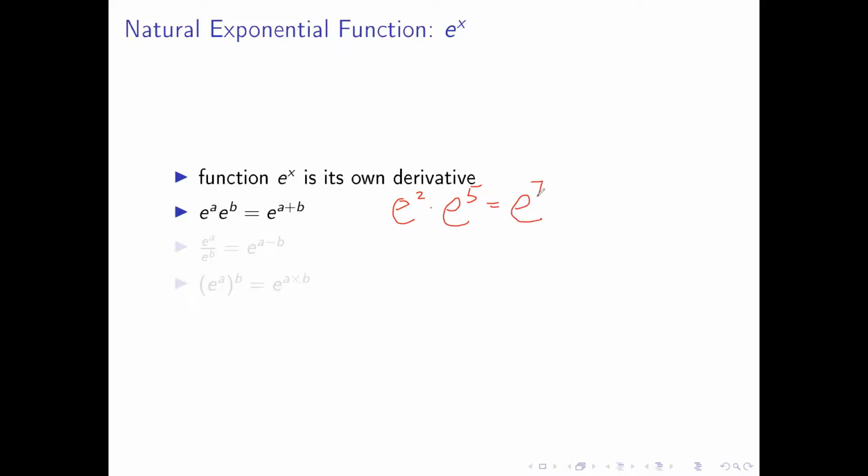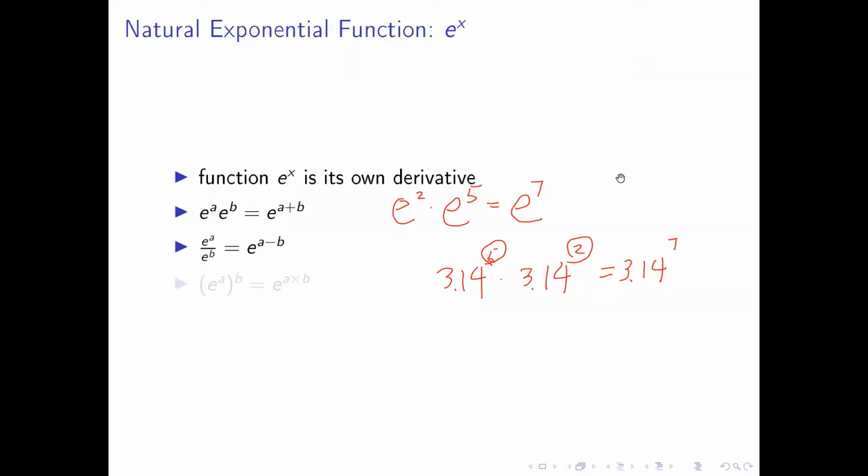And this rule is not unique to e, okay? We can use other numbers as base here, right? So let's say we use base 3.14. Let's say 3.14 raised to the power of 5, multiplied by 3.14 raised to the power of 2. What do we get? We get 3.14 raised to the power of 7. So we simply add together exponents.